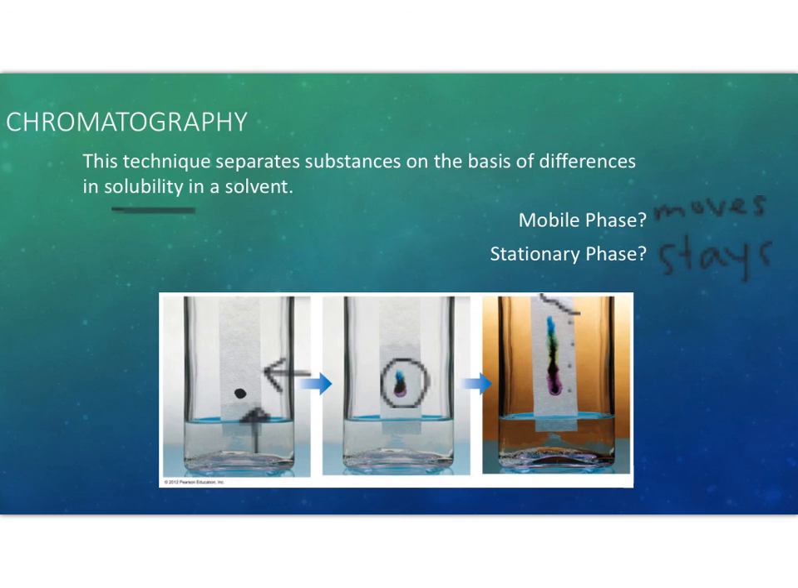Chromatography is an example of a physical separation technique because all we've done is take the original mixture and we've separated it into its component parts. It didn't change, it's not different than it was before. A chemical reaction didn't occur, it's just been separated into its component parts.